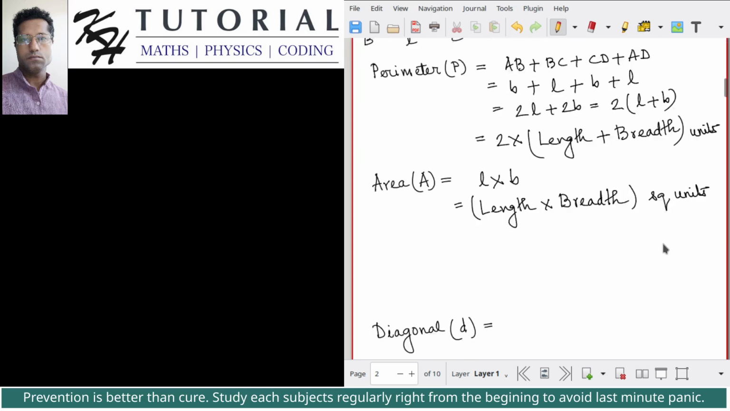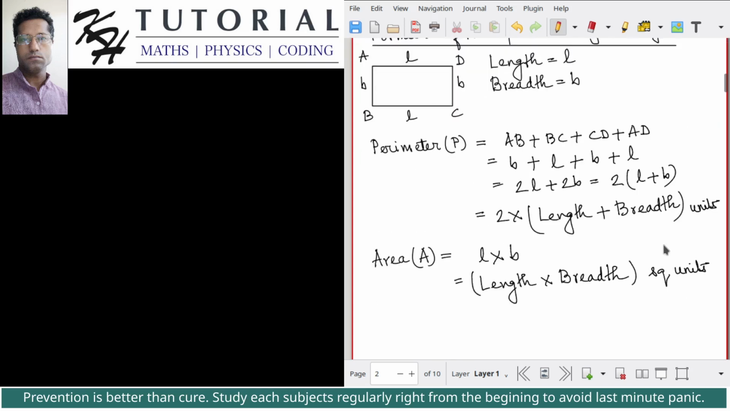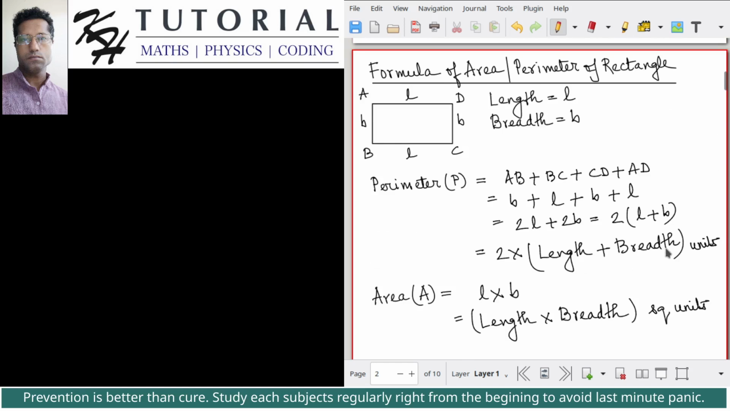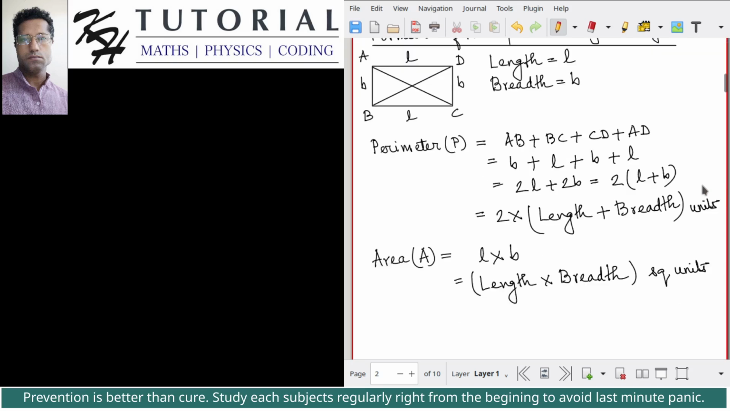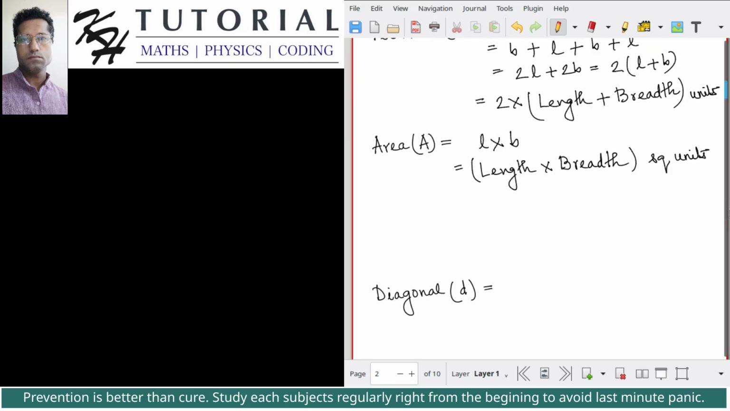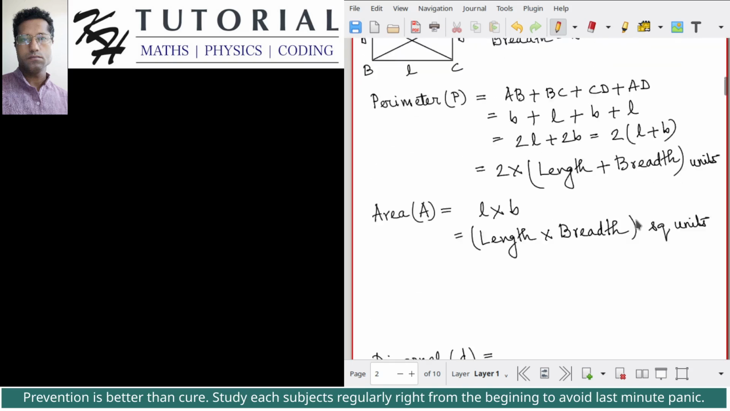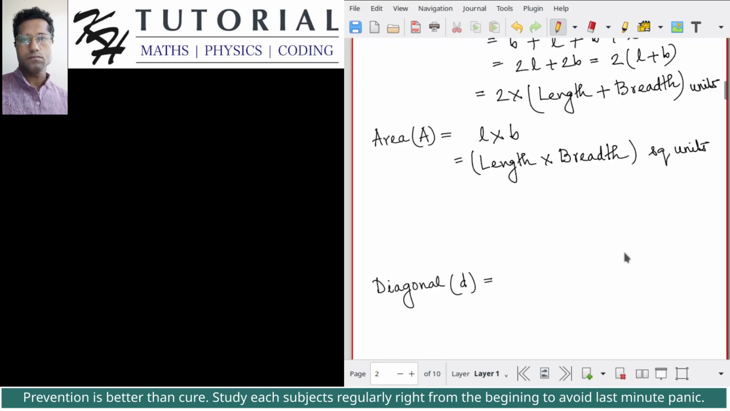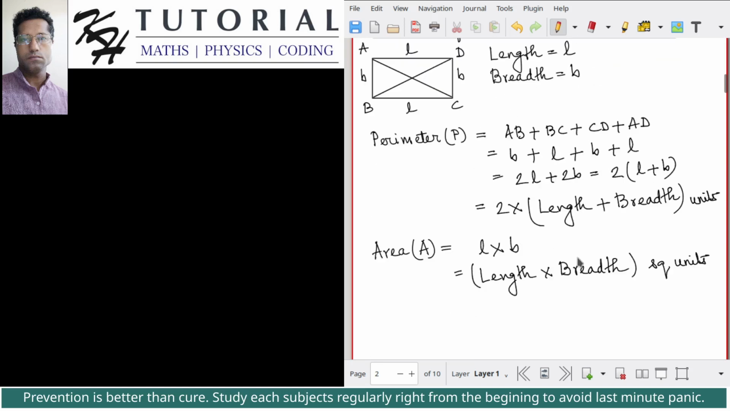Okay. Now one more thing to know is about the diagonal of a rectangle. You know that in a rectangle there are 2 diagonals and each of these diagonals are equal. So BD is one such diagonal and AC is another such diagonal. Now the 2 diagonals are equal. So the length of the diagonal of a rectangle we represent by small d.